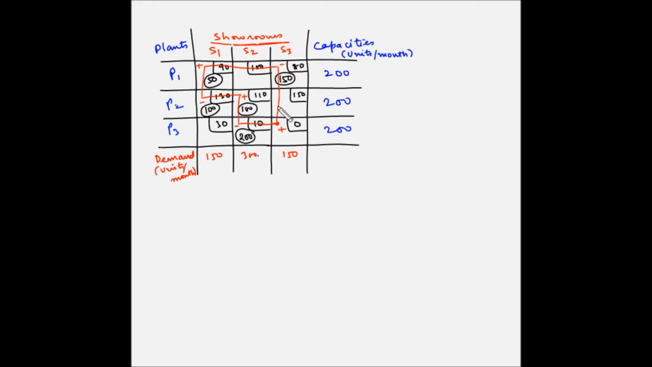Now the next step is to subtract the smallest of the figures from each square at the negative sign on the closed path and add it to each square at the positive sign on the path. So the squares with the negative sign have an allocation of 150, 100 and 200. So the smallest of the figures is 100. So let's subtract 100 and add 100. So here we'll add 100.